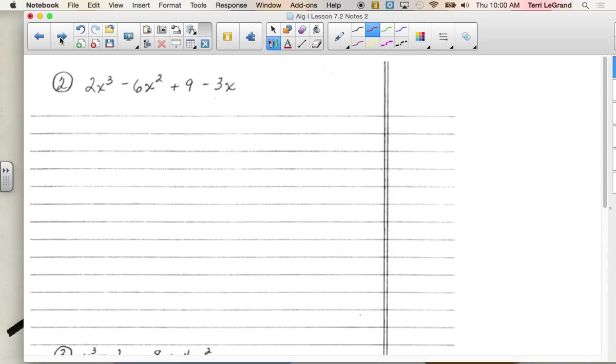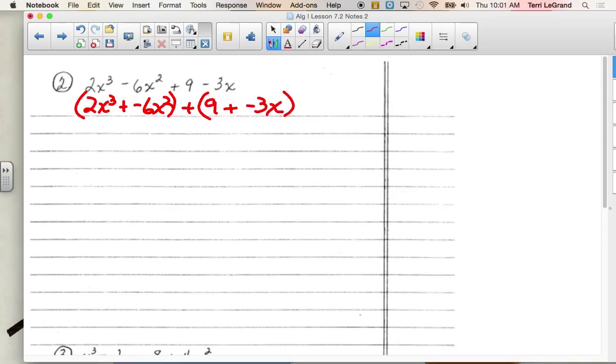Okay, now again, when we're going to do factoring by grouping, we are going to change all subtraction to add the opposite. So that's our first move. 2x cubed plus negative 6x squared plus 9 plus negative 3x. And notice I didn't put any parentheses in yet. All I did was change it from subtraction to add the opposite where needed. After you have 3 additions, then you're ready to put your groups together. But not before.